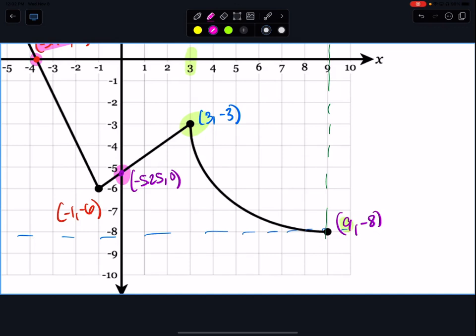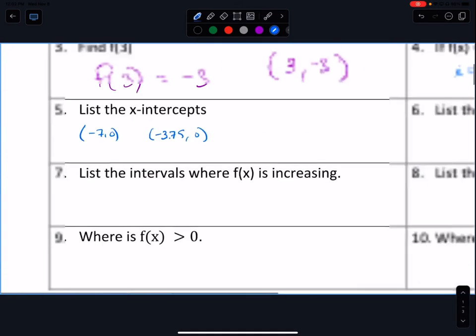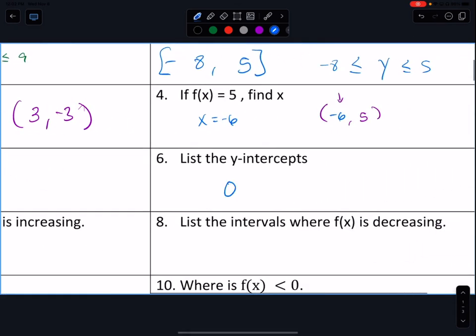Okay, what's this y-intercept? -5.25 comma 0. But I actually made a mistake on that one. This should have been what? How should I have written that? 0 comma -5.25. Sorry. So 0 comma -5.25 is the y-intercept.